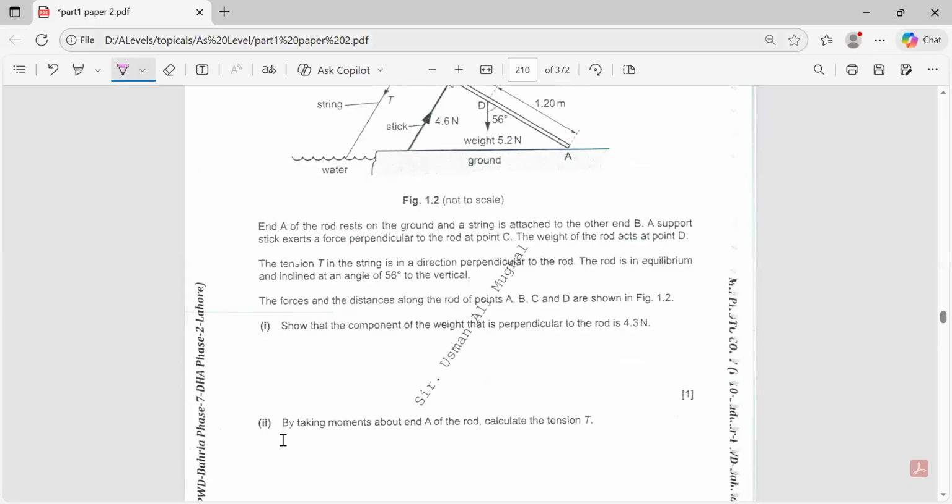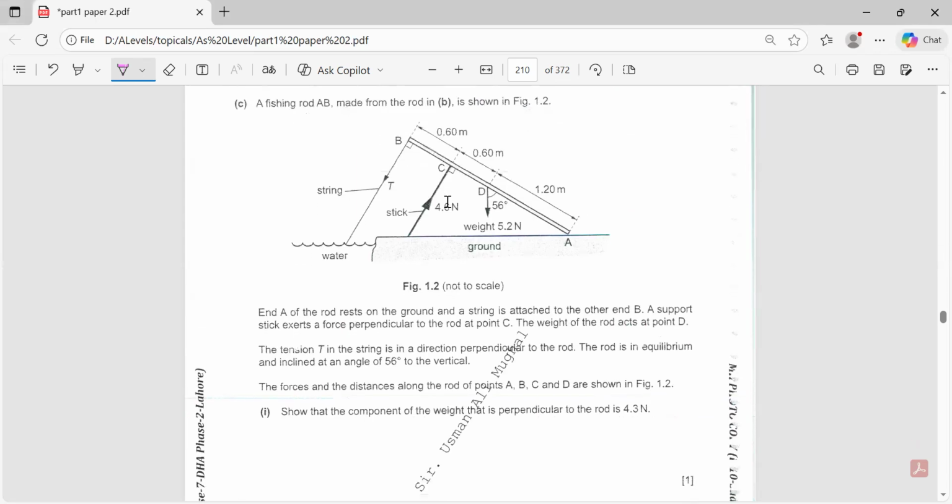Come to question number 17. So what is happening in this specific question? Let me study it from the top. There is a fishing rod AB which is made from a rod, as shown in figure 1.2. So this is figure 1.2, in which you are shown one of the dimensions.